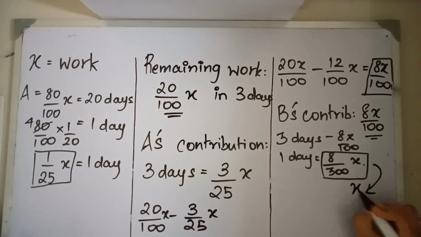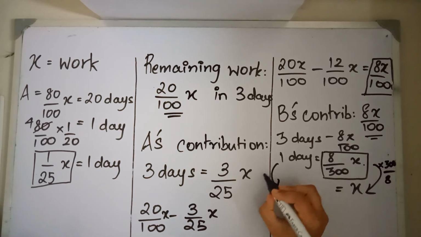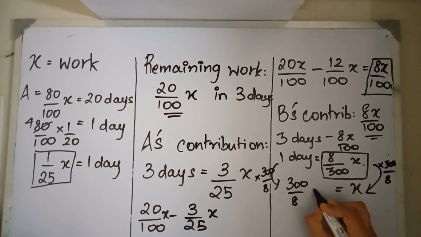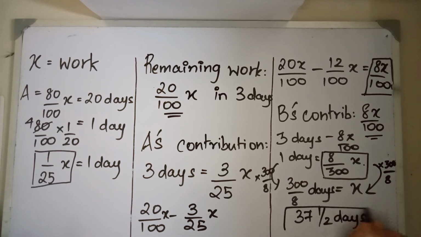We need to find X, which is the total work, and we have to multiply this by 300 by 8. So same here, and we get 300 by 8 days. If you simplify this, you'll get 37.5 days. So this is the number of days that B takes alone to do the work.